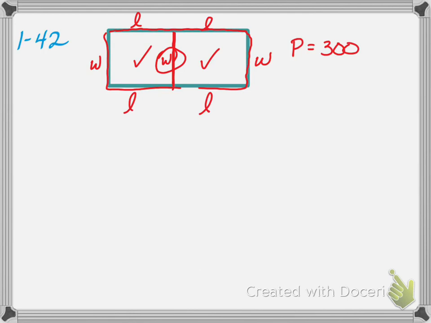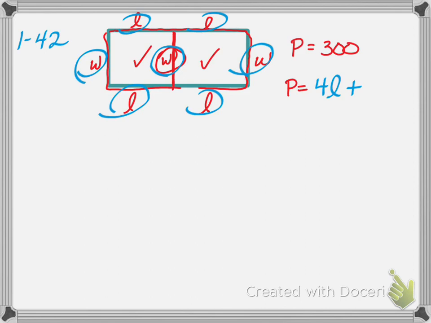So when we discuss the perimeter of this problem, we have 1, 2, 3, 4 lengths, but only 1, 2, 3 widths. So we can't just do that perimeter formula for a rectangle, 2L plus 2W, because our problem's a little different. So we're going to fence this piece right here in the middle. So that's our perimeter. Plug your 300 in. So that's as far as we can get right here.